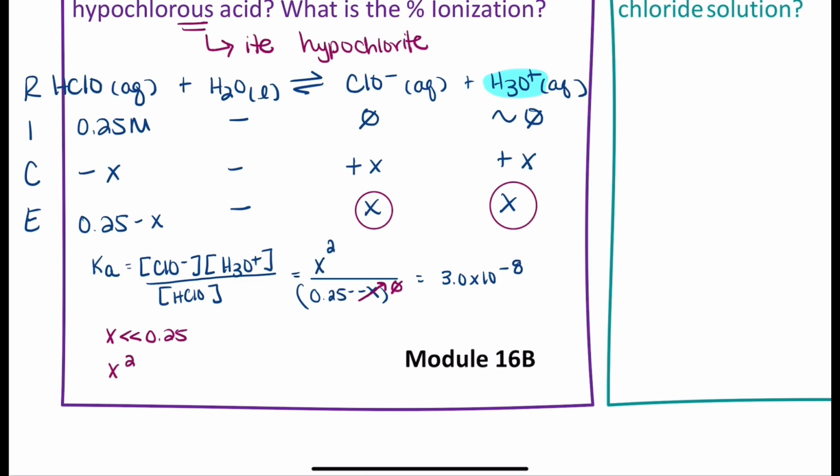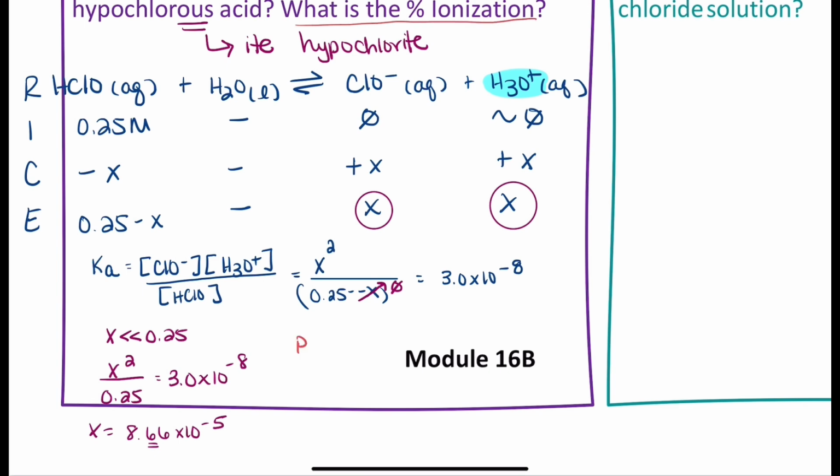That simplifies the math, giving me x squared over 0.25 is equal to 3.0 times 10 to the negative 8. Solve algebraically for x, and I get an x value of 8.66 times 10 to the negative 5. Now my sig figs are right here. We'll talk about checking the 5% rule in just a sec, because that actually goes along with this question here.